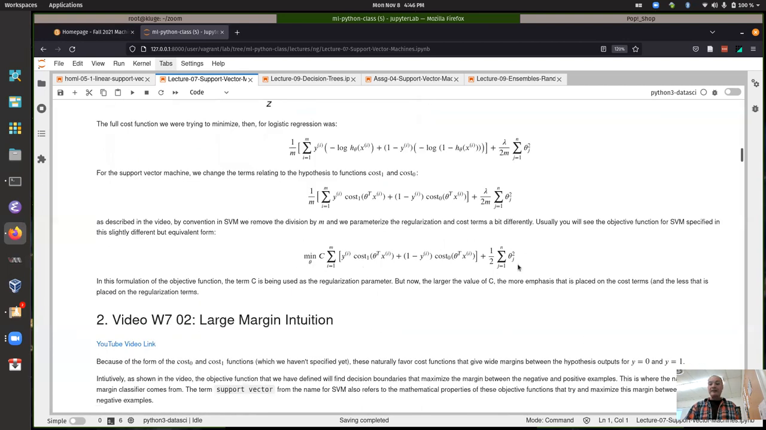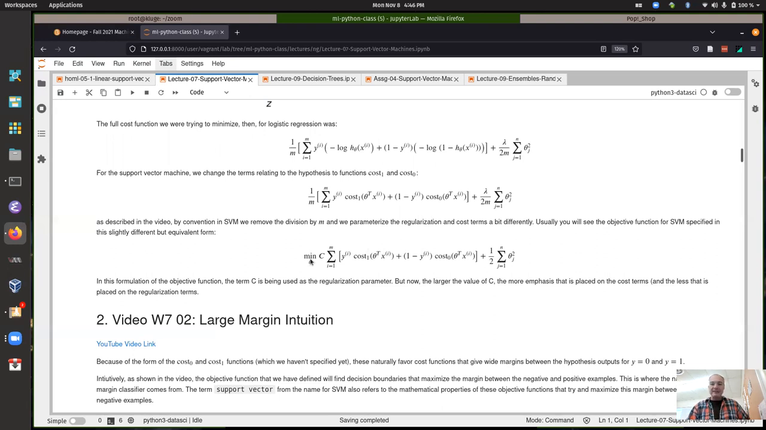Now, for reasons that aren't really worth going into, because of how support vector machines were historically built, for one thing, we get rid of the dividing by M. But that doesn't really make a difference. See Dr. Ng's videos if you don't know why. By taking out the divide by M, which is just averaging this cost over the M training examples, we remove that for the support vector machine version, but that didn't really cause a difference.